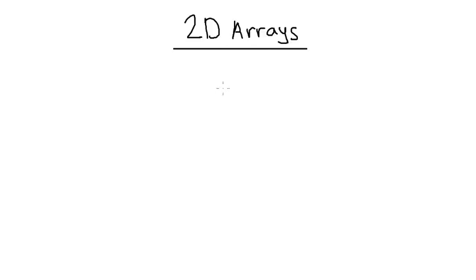So in this video we're gonna learn about 2D arrays. In the last video we learned that 1D arrays are a collection of elements with same data type. Similarly, a 2D array is a collection of arrays. So let us consider this array, which will have 4 elements with index 0, 1, 2, 3.